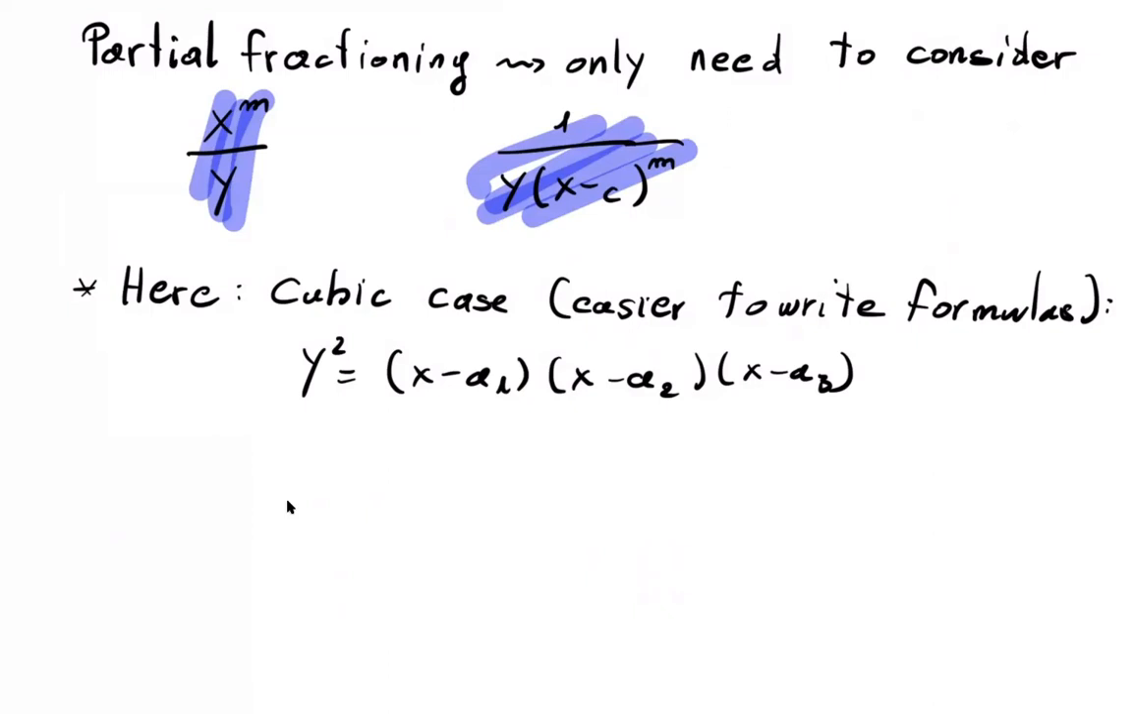Now, because formulas are simpler, I will from now on look at the case of a cubic polynomial. Remember that there's no substantial difference between a polynomial of degree 3 or 4, because I can interpret the constraints coming from a polynomial of degree 3 as coming from a polynomial of degree 4, but where one root is at infinity. But it's much easier to write down the formulas for the cubic case.